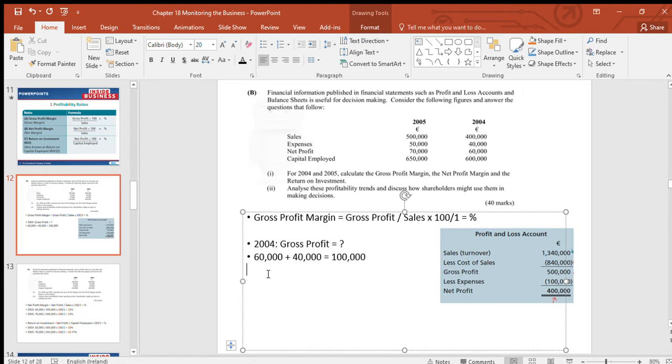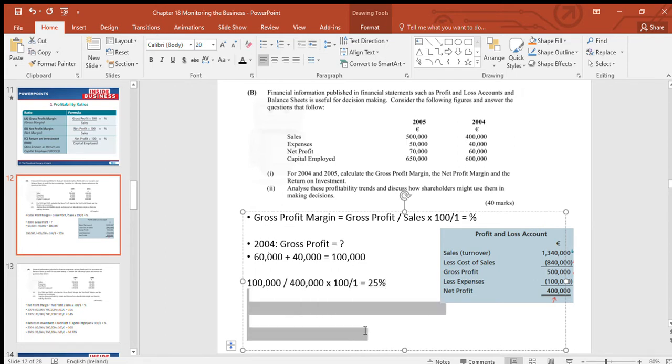Anyway, I've that explained. So 100,000 is my gross profit. Therefore, I know that if I put that in now, 100,000 is my gross profit. 400,000 is my sales, multiplied by 100 over 1, 25%. So gross profit margin, 2004, 25%. What about 2005?